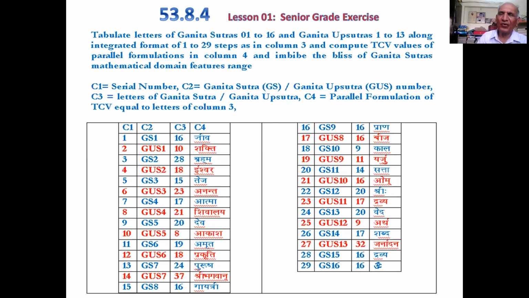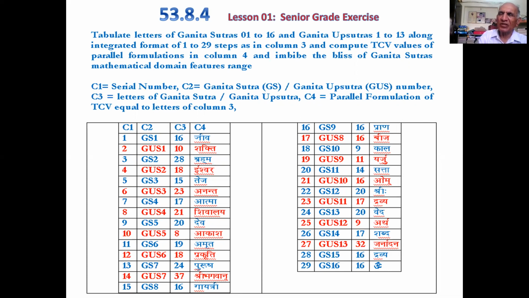In column 4, we have given parallel formulations. As for 1, we have given in column 4 formulation G, which is of TC value 16, parallel with 16 letters of the text of Ganita Sutra 1. This tabulation is a very, very blissful tabulation.